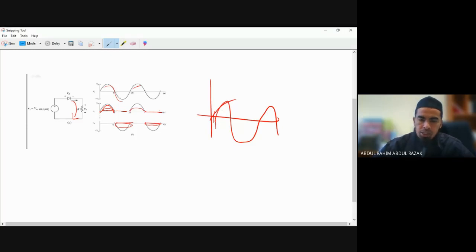Later, when we analyze in terms of RL load, this is only R, but if it is R plus L, there will be a shifting of current of theta. Okay.